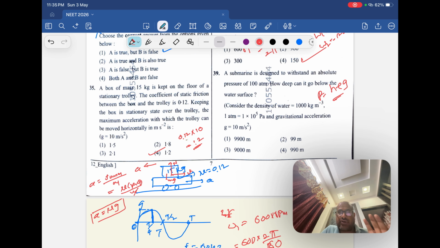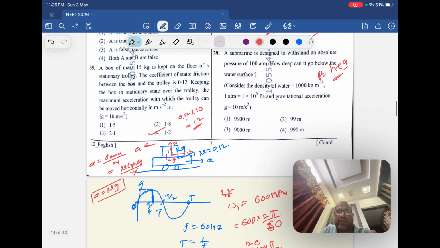Absolute pressure means net pressure, not only because of the liquid. Total pressure is atmospheric pressure plus pressure because of the liquid. So a submarine is designed to withstand an absolute pressure of 100 atmosphere. How deep can it go?